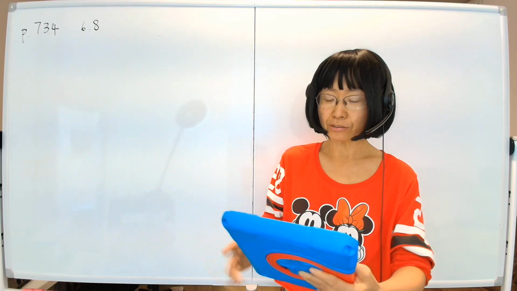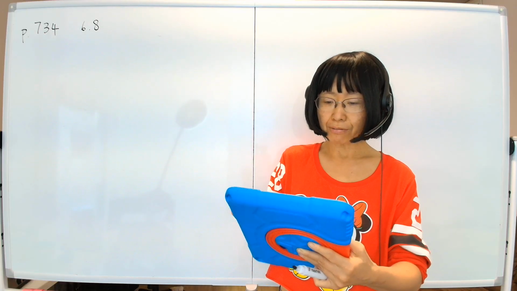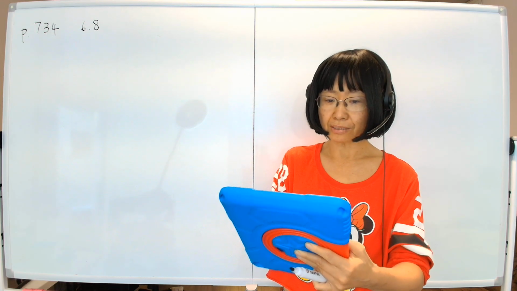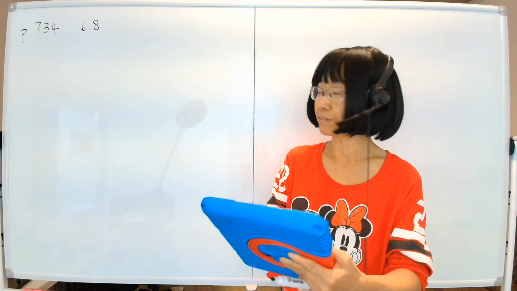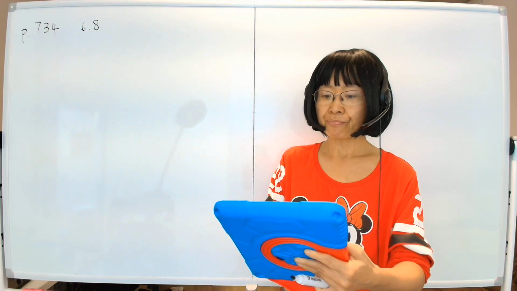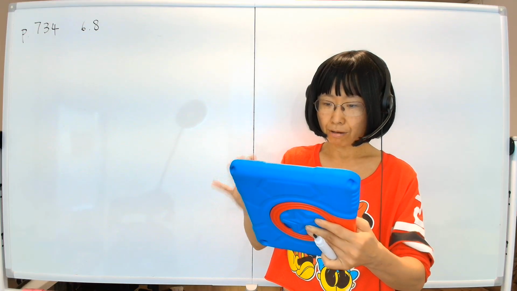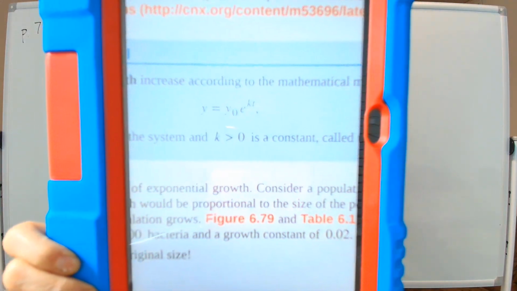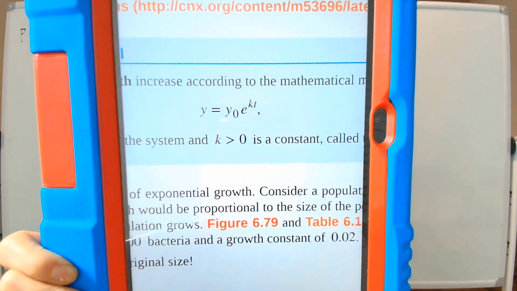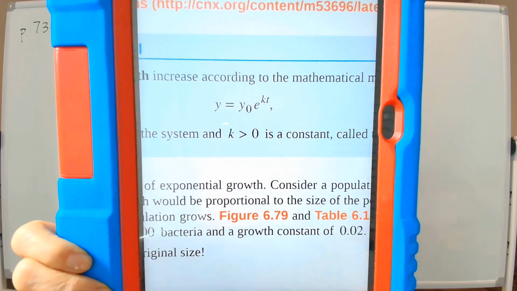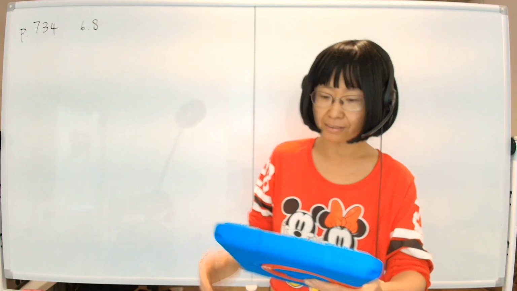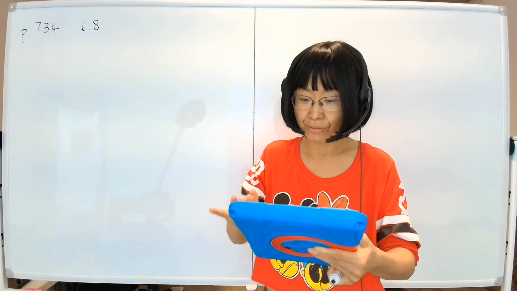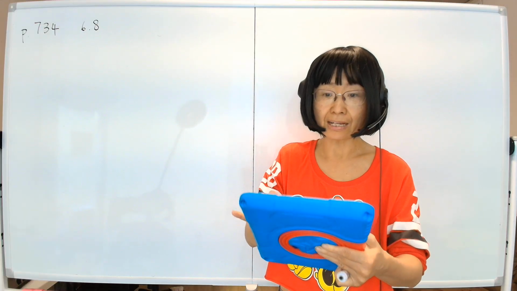Now, exponential growth and decay, I would like to remind you, is that model with the exponent. Look down on page 734 a little bit. You see the equation y equals y0 times e to the power kt, and that is the formula that you plug stuff into. K is the constant called the growth constant, y0 is the initial amount, and t is of course time, and that's about it.